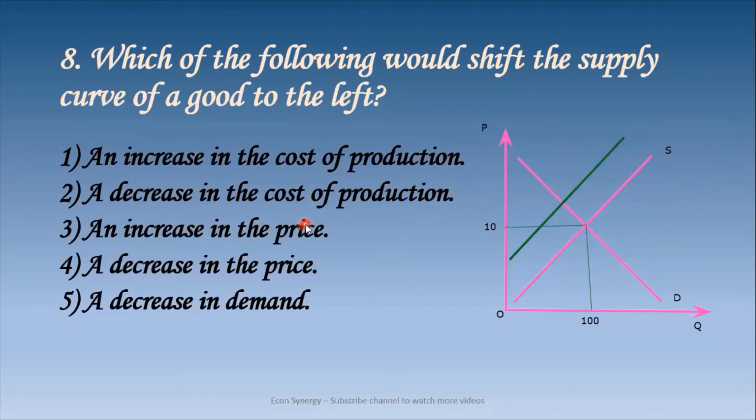An increase in the price: when price increases, the supply curve remains unchanged, right? Only the quantity supplied will increase. A decrease in price, the other way around: when price falls, quantity supplied reduces while the supply curve stays the same. A decrease in demand affects the demand curve, not the supply curve. Due to the decrease, the demand curve shifts to the left, not the supply curve. Then the correct answer is the first one.